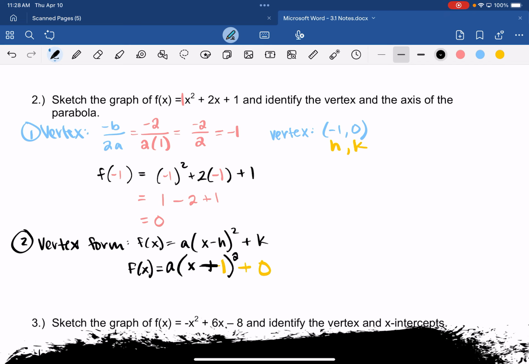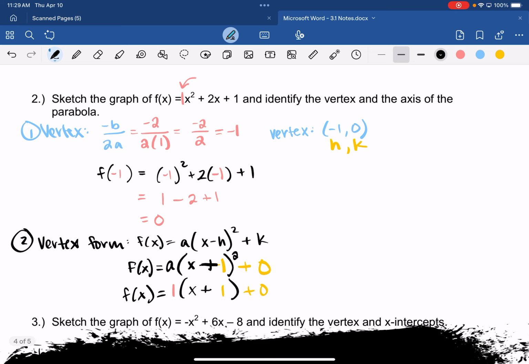And last but not least, let's fill in our a. Our a value, remember, is the same from the beginning, so it'd be a 1. Okay, and this would be my equation. You could totally write it without this 1 and without the 0 if you wanted. It would mean the same thing. Any questions on writing vertex form?